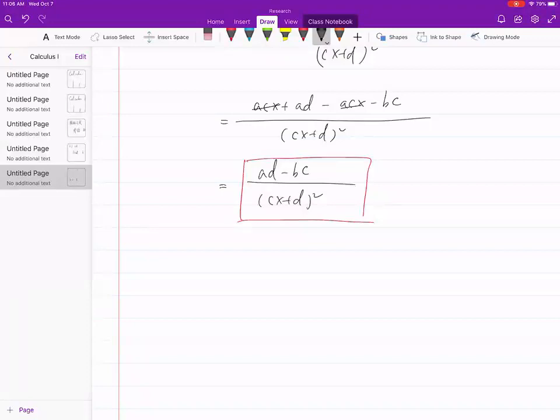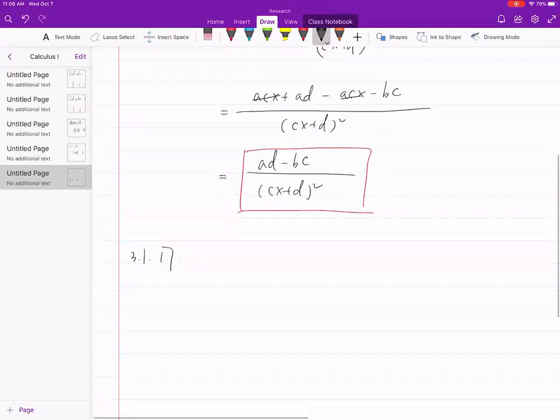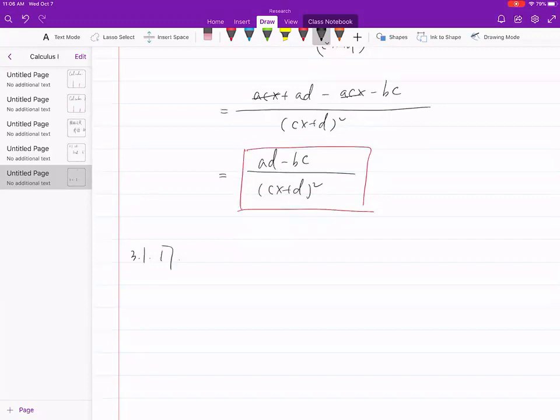Okay. And then I was still confused on 3.1 number 17. Did we go over this before in this class? I think we did, but I had different values and I was just getting confused. Yeah, so I'm just going to do it really quickly to get the number.